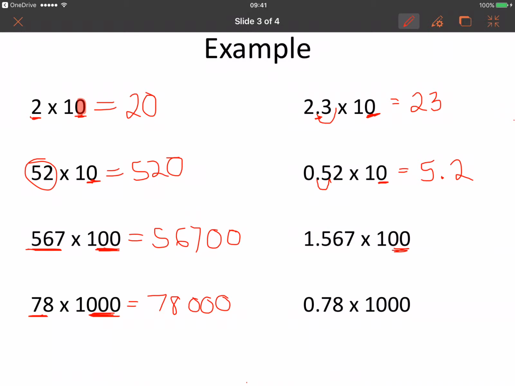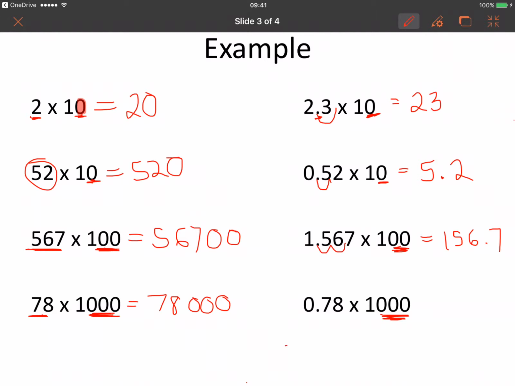This time I've got times by 100. Now, if I times by 100, I will have 2 zeros to deal with. And this time, my decimal point will not move once, but twice, because I've got one place for every zero. Therefore, my final answer is 156.7.